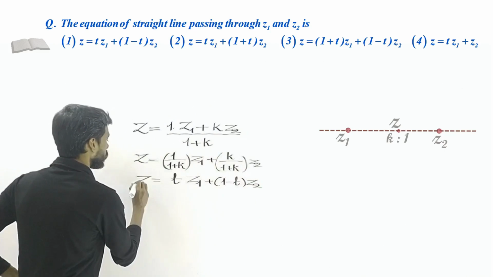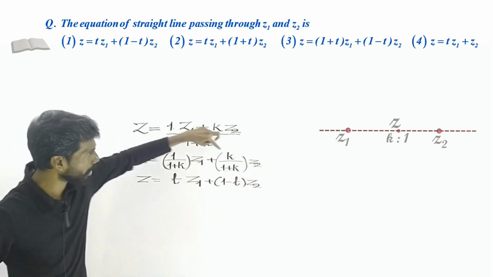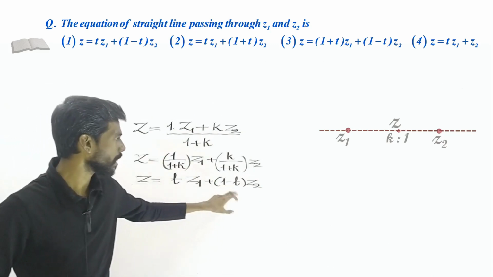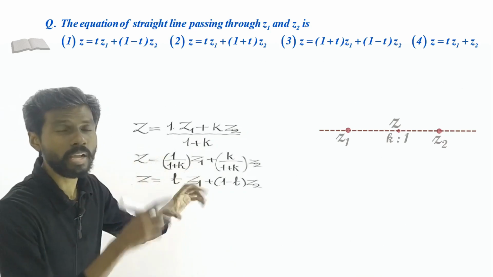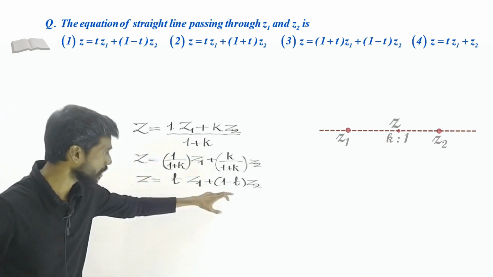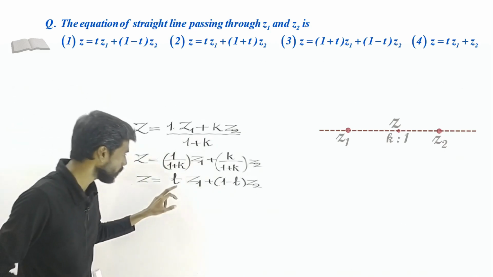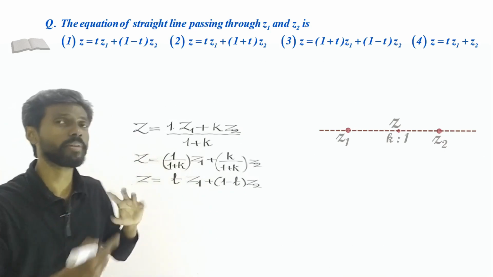So z is equal to this, right? This is 1 minus t, because if you add these two, we get 1: 1 plus k divided by 1 plus k is 1. So z equals t z1 plus 1 minus t z2. That is any general point on the straight line, and that is the equation of the straight line. But there is a parameter, right? t is called the parameter. If you change the values of t, we will get different points on the straight line.